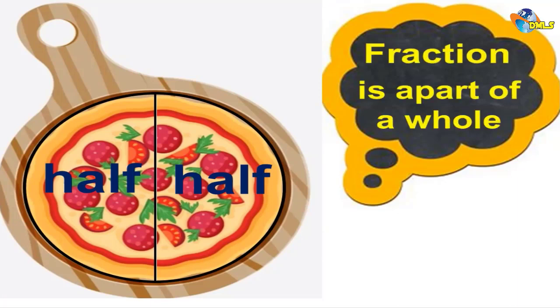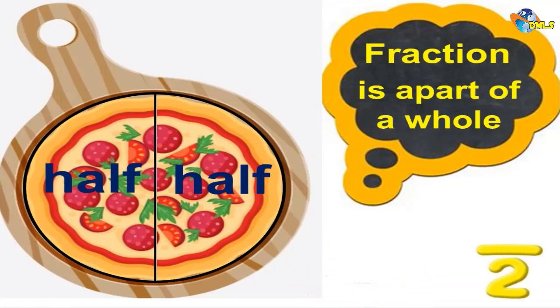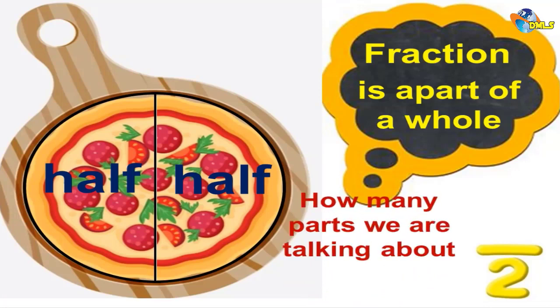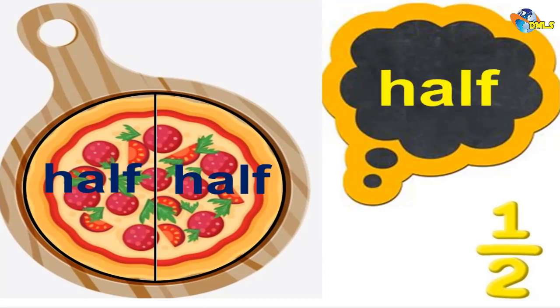When I want to write a fraction, firstly, write a line, and we have two numbers, the number on the top and the number on the bottom. The number on the bottom represents the total number of parts. Can you count with me how many parts in this pizza? Yes, count with me. 1, 2. We have 2 parts. So I write 2 on the bottom. And the number on the top represents how many parts we are talking about. When we talk about the part with Ali, this is 1 part. So I write 1 over 2. It's called half.